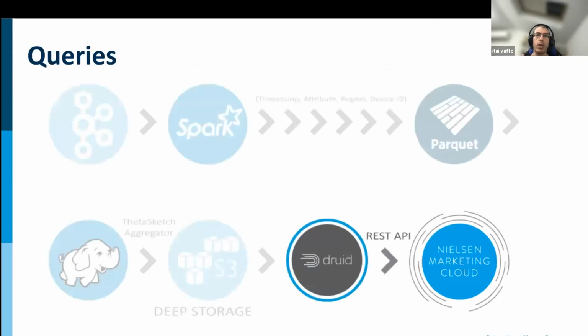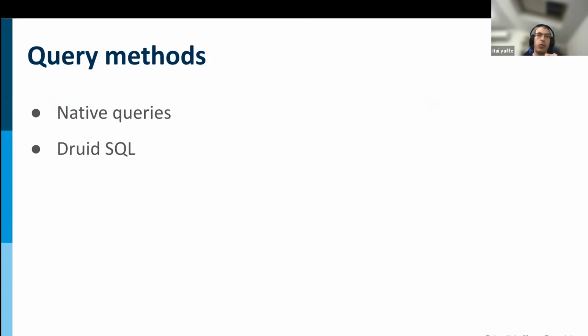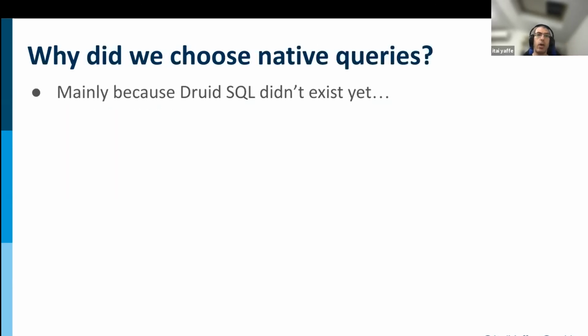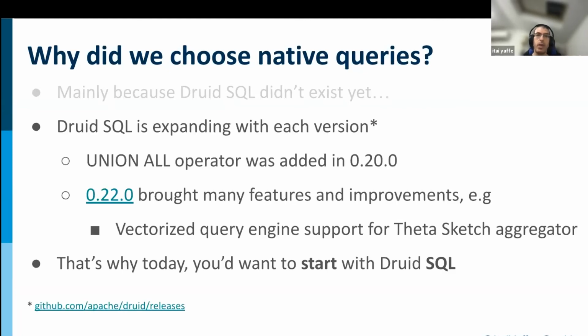So after we modeled, ingested, and managed to retain and delete the data, let's talk about queries. Druid has two ways to query the data: either native queries, which are based on a JSON query language, or Druid SQL. Again, no surprise, we chose the native queries, mainly because Druid SQL didn't even exist when you started off with Druid. However, Druid SQL is expanding rapidly with each version.